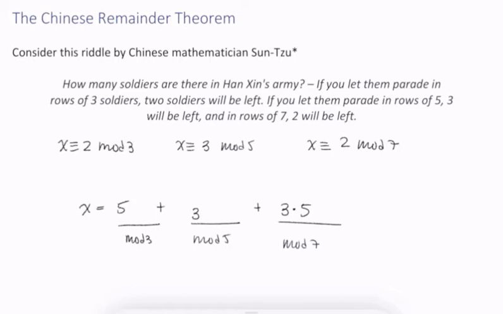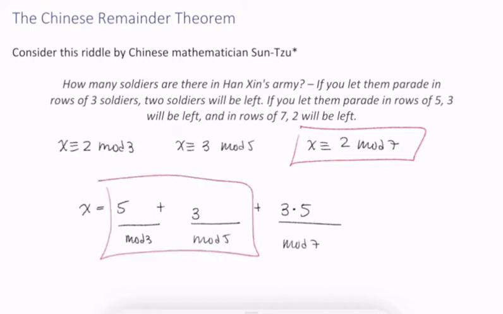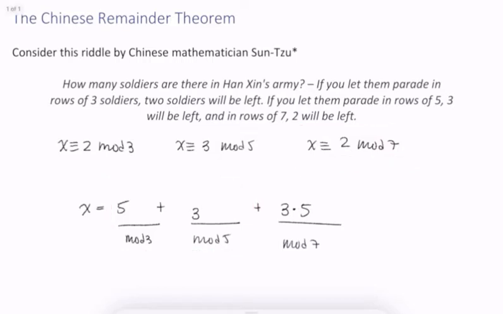Finally, we want our number x to be equivalent to 2 mod 7. That means both of these should be equivalent to 0 mod 7. So let's go ahead and multiply both of these values by 7. And if you notice right now, our current x equals 71. So let's see if this works.